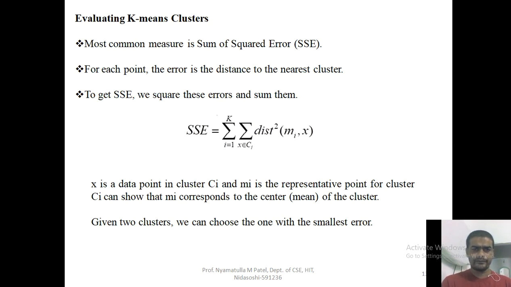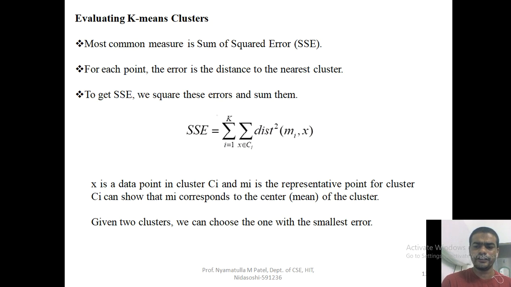If you want to evaluate the k-means clustering algorithm, the most common measure is the sum of squared error, SSE, which we will use. For each point, the error is the distance to the nearest cluster. So, what is an error here? For each point, the error is the distance to the nearest cluster.